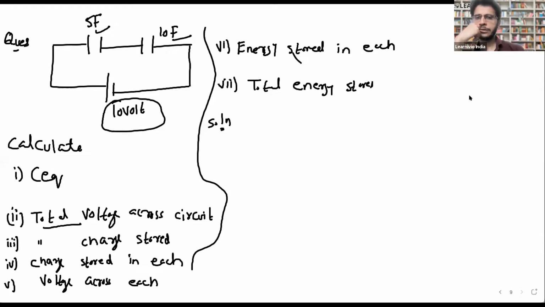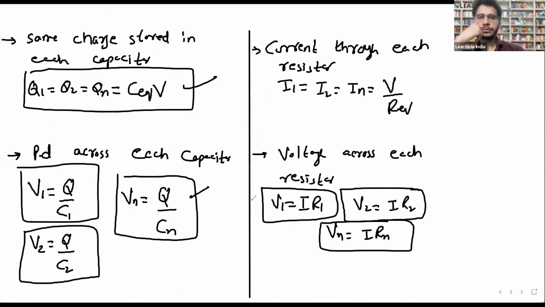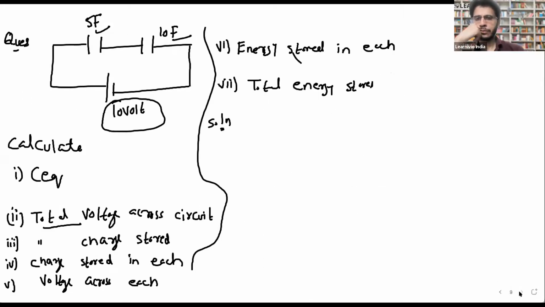What about the rest? Okay, Fatma, is it clear? The total voltage is the voltage of the battery only. Yes, sir, clear. Sania, second part is 10 volts. Try calculating the third part, total charge. This is the total charge, C equivalent into V. Good, Sania. All three are correct. Now calculate the fourth one.